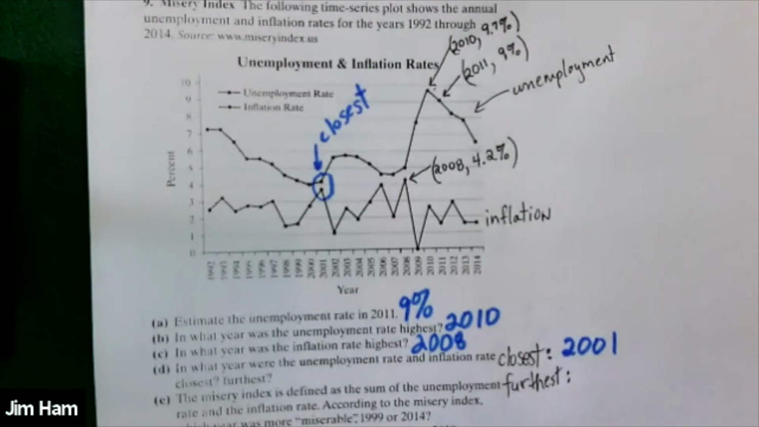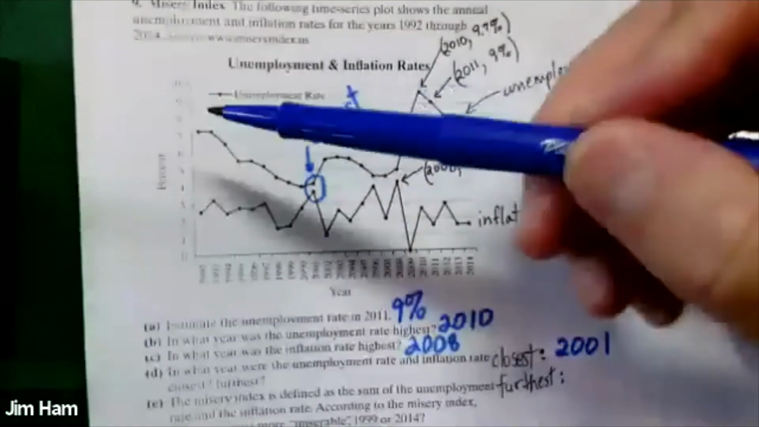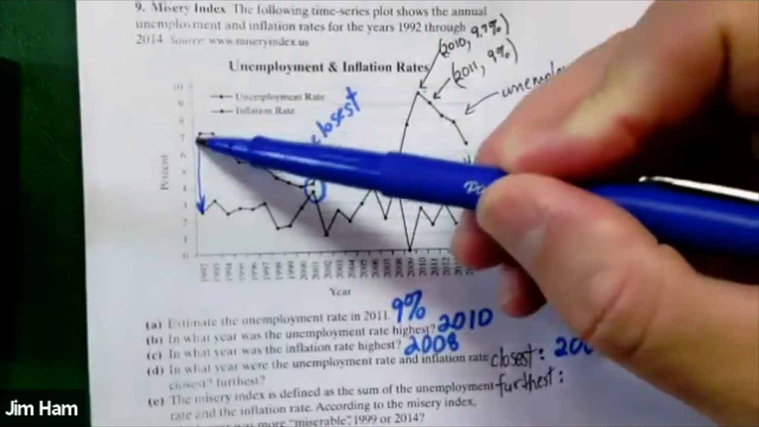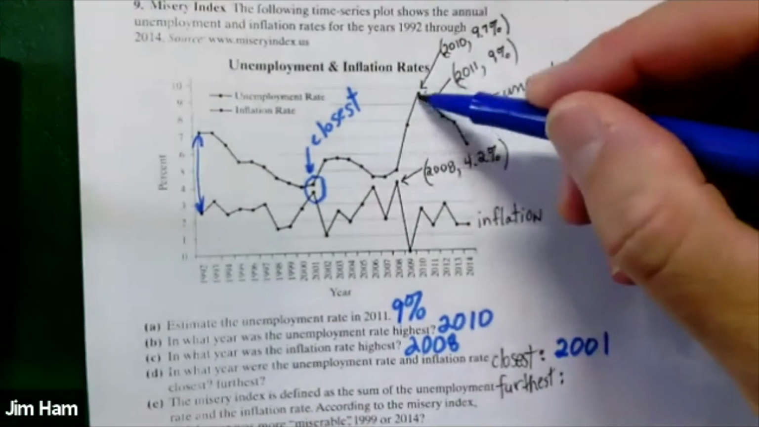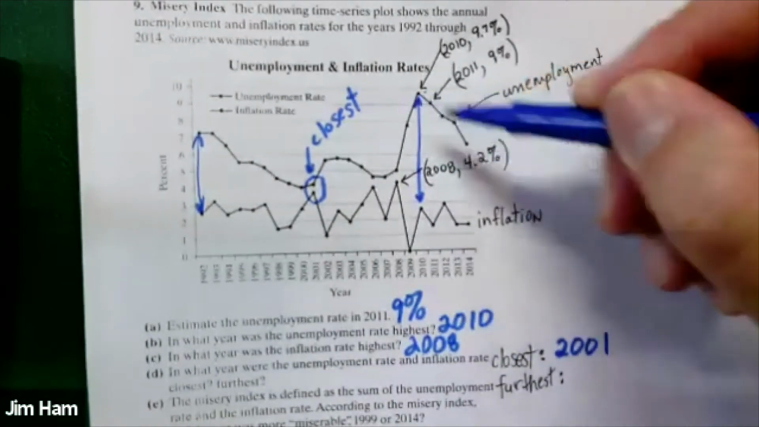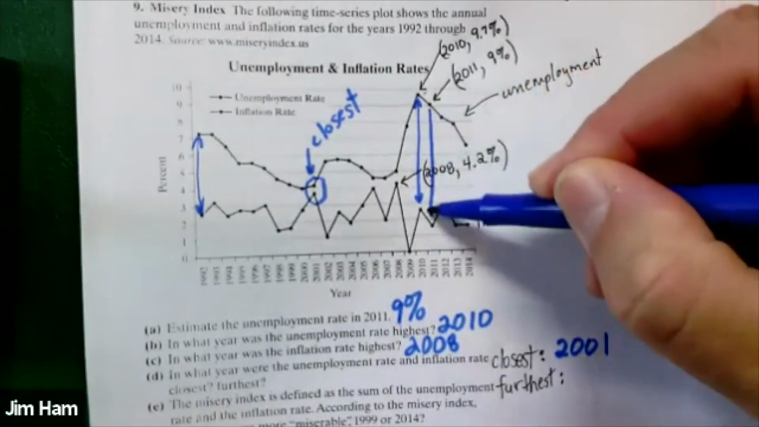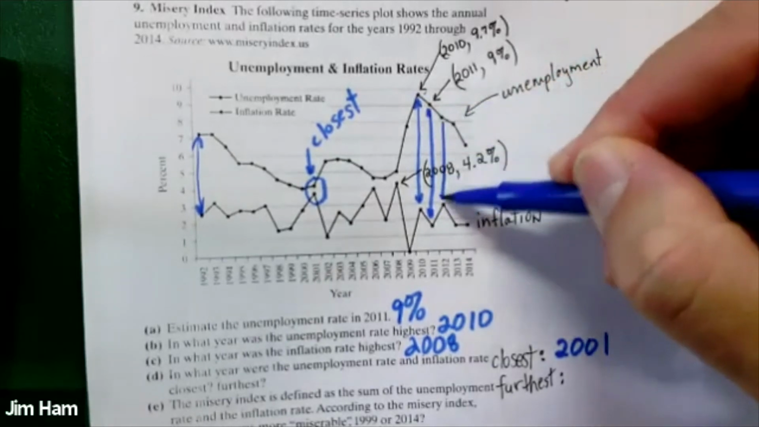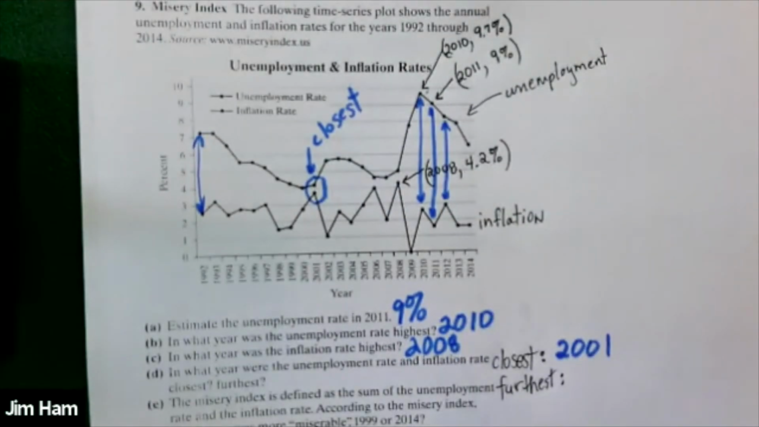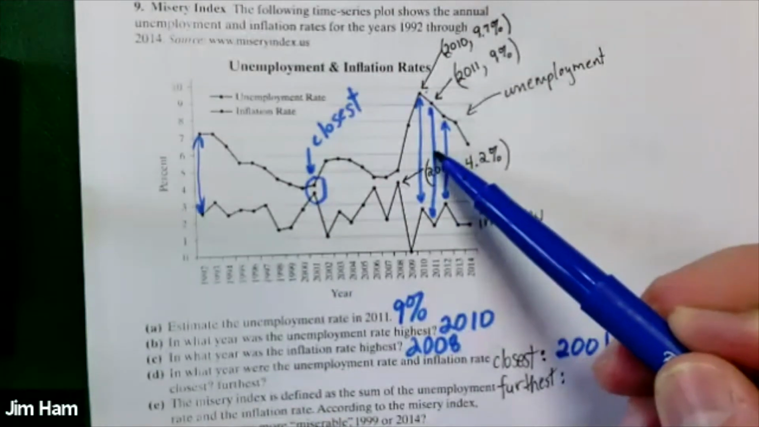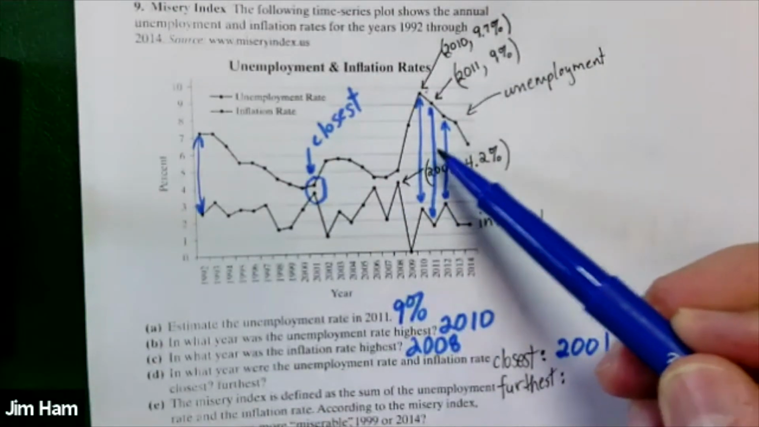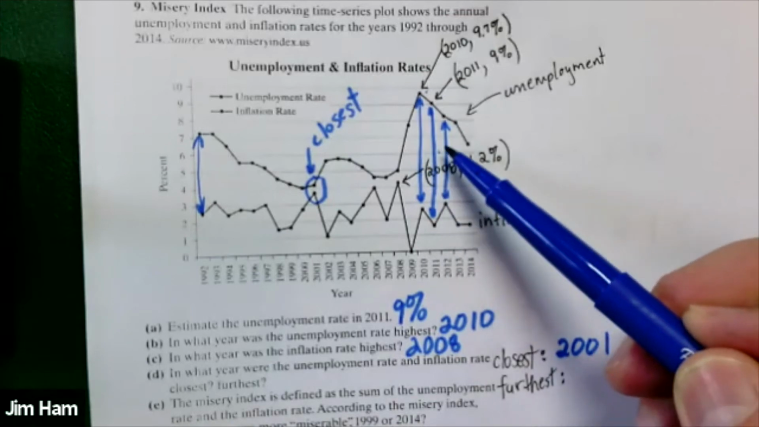And where the rates are furthest apart, you're looking at this distance here from those two. That's a big one. Here's a big one. Here's a big one. It's hard to tell exactly what the biggest jump is, but I think those are the candidates. I want to say it's going to be one of these two here, just by eyeballing it. So it's either 2010 or 2011.